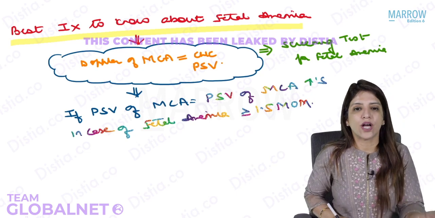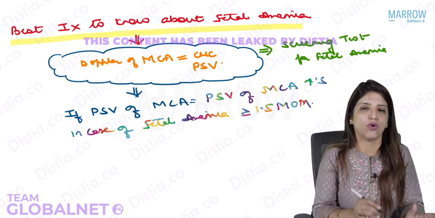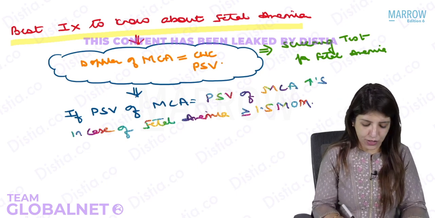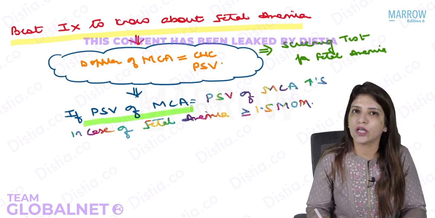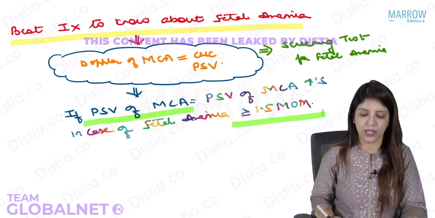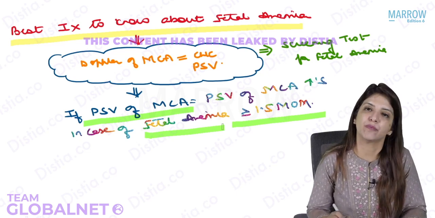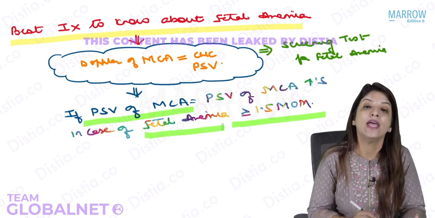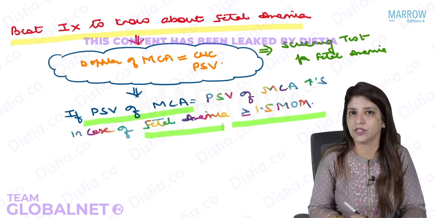No, it is just going to tell you whether fetal anemia is present or not. Right? So what am I going to do? I'm going to do peak systolic velocity of middle cerebral artery. If peak systolic velocity of middle cerebral artery is more than or equal to 1.5 MoM, I know fetal anemia is present. Right? This is the concept which I told you a few minutes back as well. And this is the concept which I've also discussed in OBS radio integration.